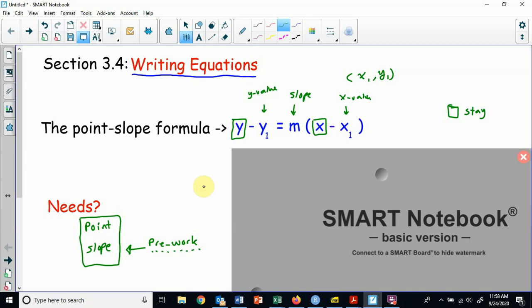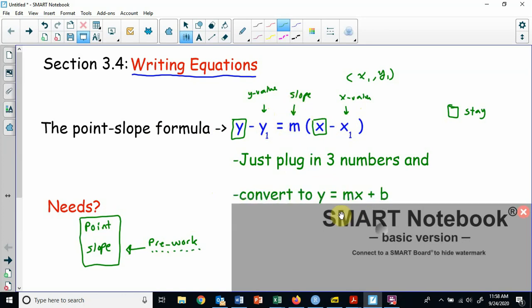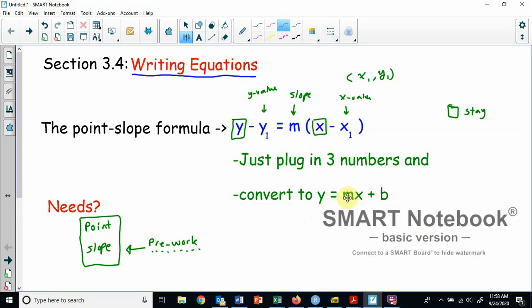So this is going to be really simple to use this formula. All we have to do is plug in our 3 numbers, the x, y point, and the slope, and then we're going to need to convert it to y equals mx plus b, which is a simple 2 steps. Distribute the m and add the y term over. So that's really simple to convert to y equals mx plus b.